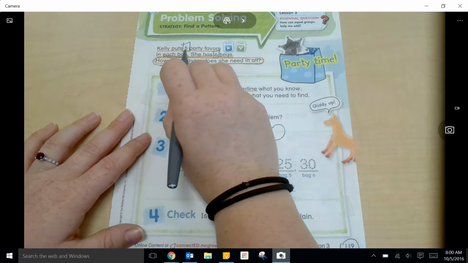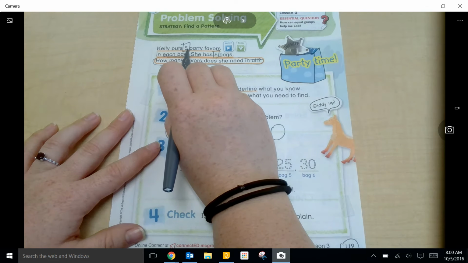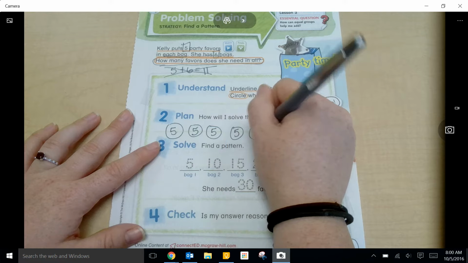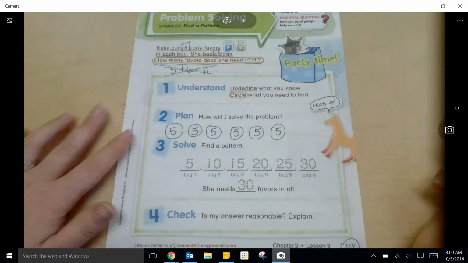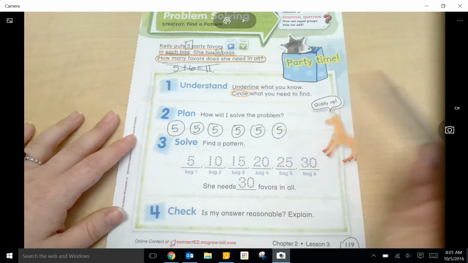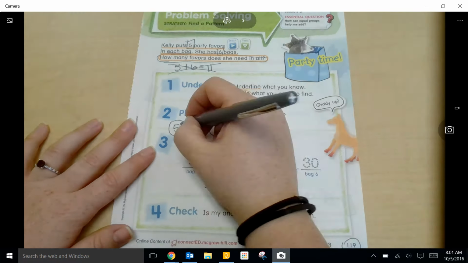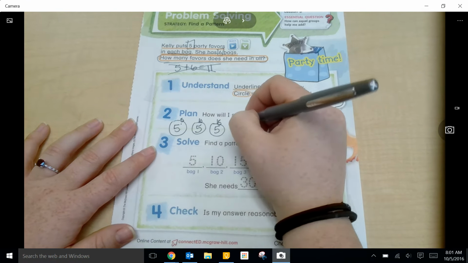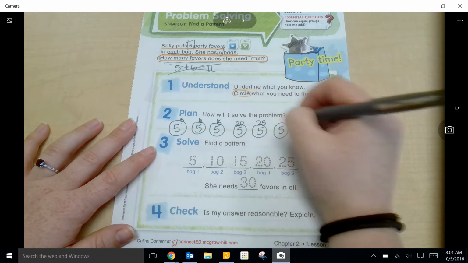It says she put 5 favors in each bag. So I'm going to put a 5 in each bag. 5, 5, 5, 5, 5, 5. Now I can just skip count and touch each circle as I'm skip counting. 5, 10, 15, 20, 25, 30.